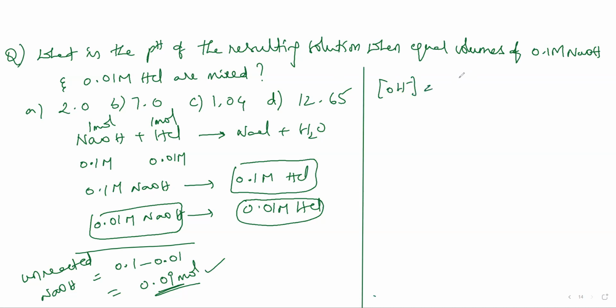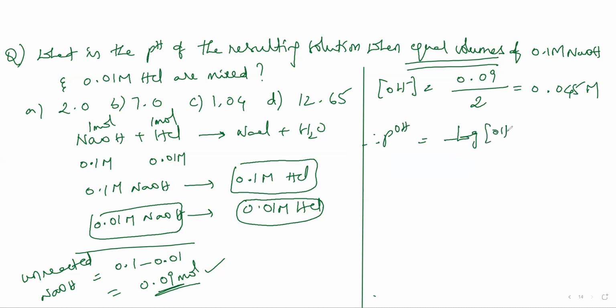The number of moles of NaOH that remains unreacted is 0.09. Here equal volumes, that means the volume will be 2, because the total will be 1 plus 1, 2. So the concentration of OH minus will be divided by 2, half. So 0.09 by 2 is 0.045 molar.